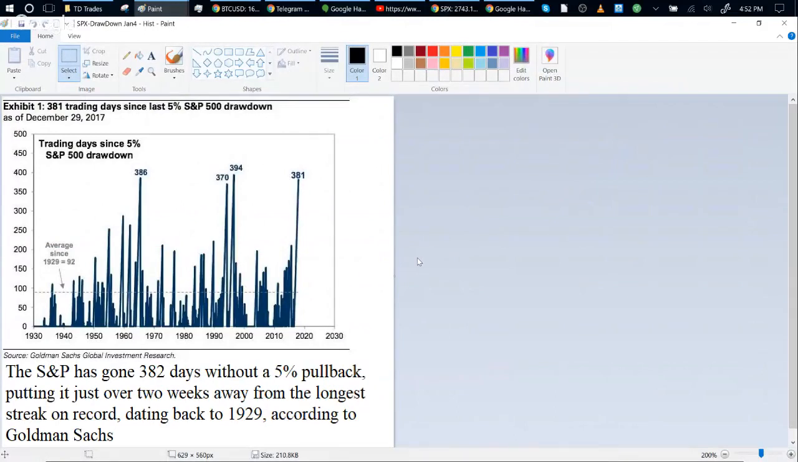So we're about to break a record. We're about to break a record this century. Okay, well, go even longer than a century. As Goldman Sachs has reported, the S&P has gone 328 days without a 5% pullback. That is over 1 year since a 5% pullback. That was probably around the time of Trump's election.